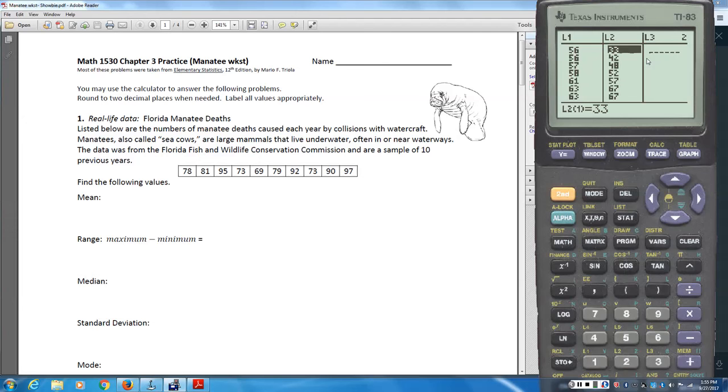Everybody got your manatee worksheet now? Enter your data into a list on your calculator. I do not care which one. I'm going to use list 1 because we're finished with the stock price problem. So I'm going to get rid of the data that's in list 1. So enter your data into list 1.